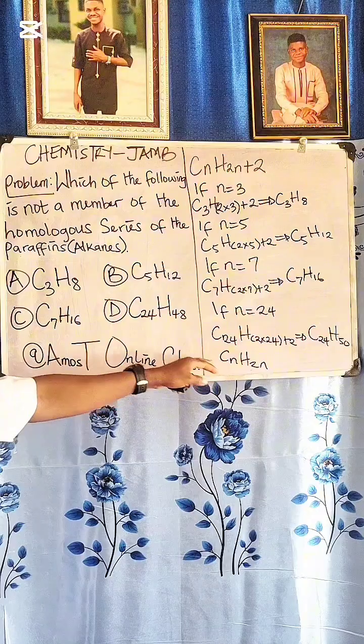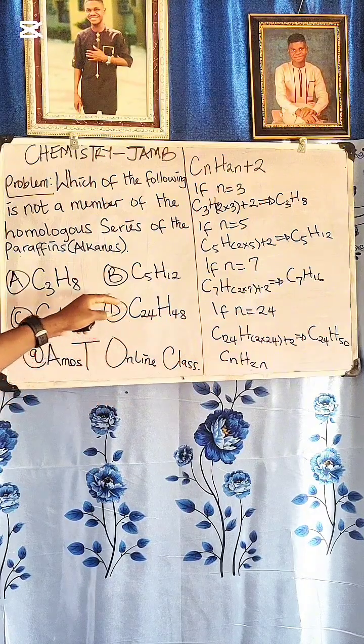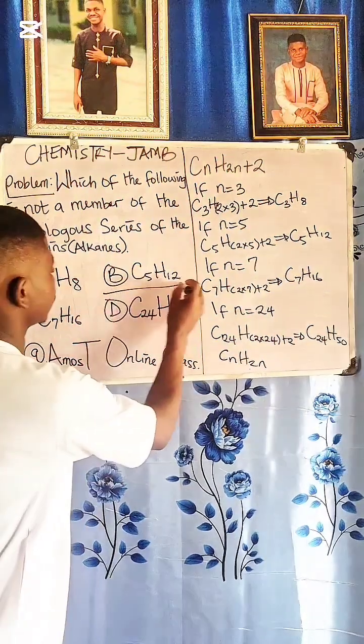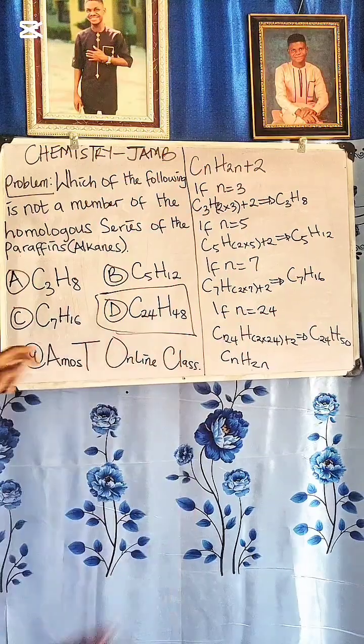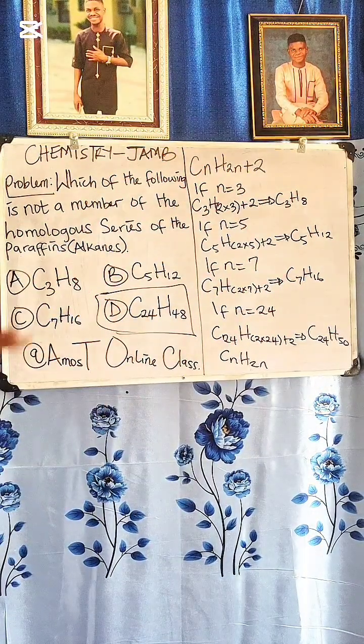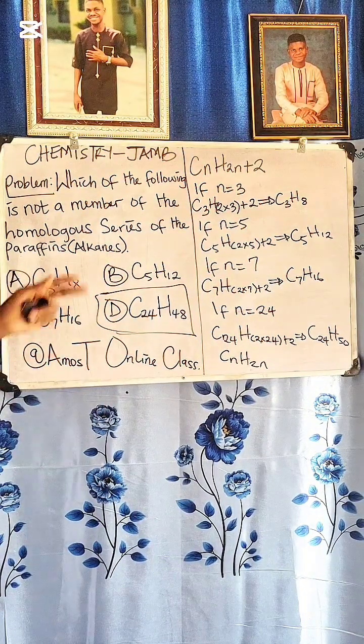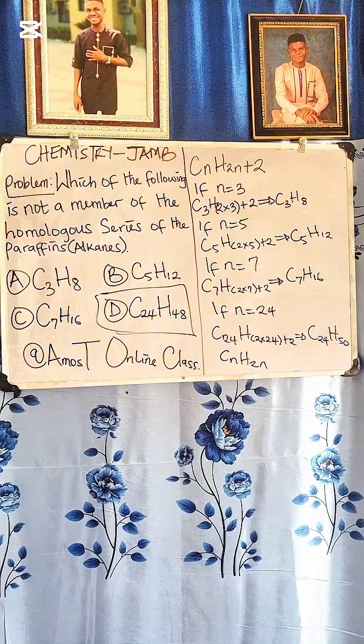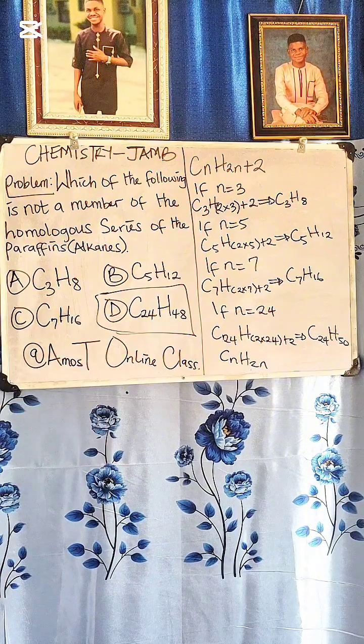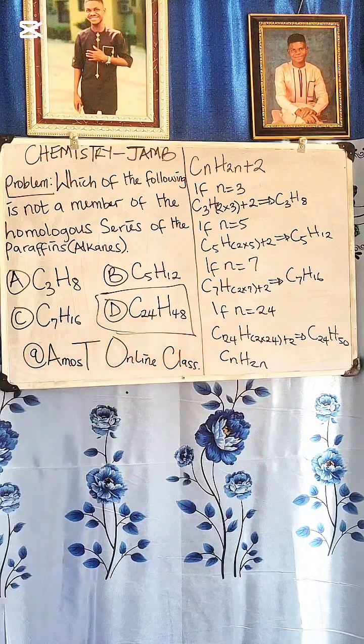So this is the right option, option D. Option D is not a member of the homologous series of the paraffins. As simple as that. Option D is not an alkane but an alkene.